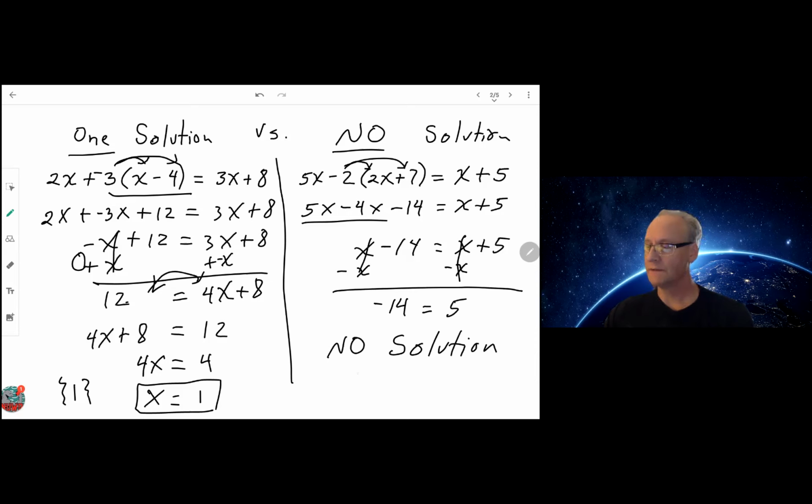So no solution is what I would write. Another way of writing the solution set is to say, I've got brackets with nothing inside of them. You could also write this, which says it's an empty set. All of those things are correct.